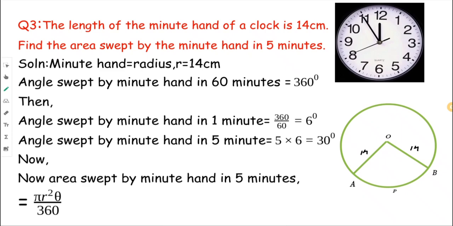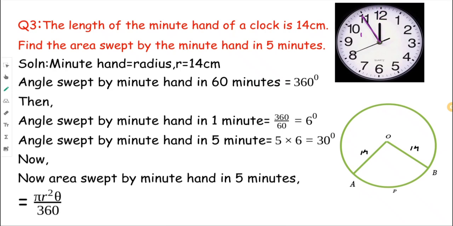Okay, so have a look at the clock here. When you look at the diagram, this is the minute hand, right? They've given us 14 centimeter. So in the next 5 minutes, the minute hand is going to go here, and you will see that it has formed a sector. They're asking us to find the area swept by the minute hand in 5 minutes, which means I just have to put it in the formula for area of a sector, and then I'll be able to get the answer here.